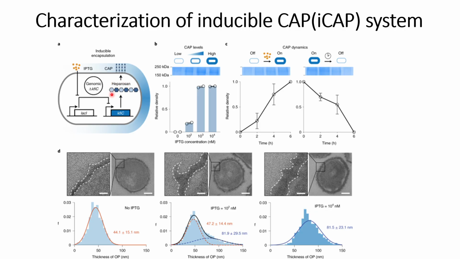these heparosans will not be able to be secreted, and this will increase the viability of this bacteria against the phage. I hope you understood their system and how they validated their system. If you need to understand more about their system, that is inducible cap, you can go through the reference that has been provided in the description.